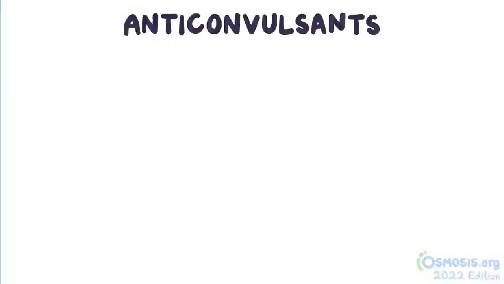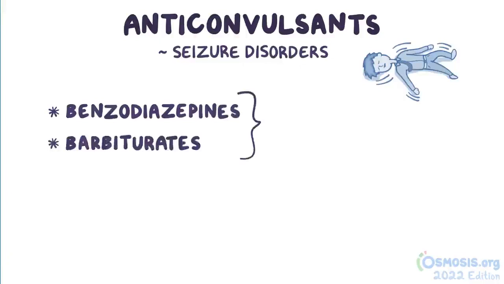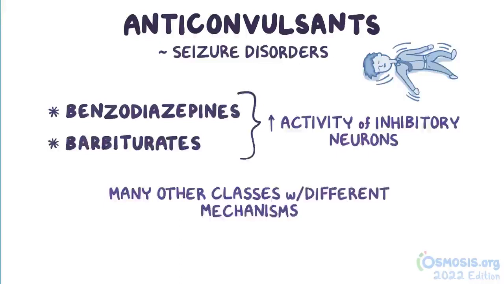Anticonvulsants are a type of medication used to treat the various types of seizure disorders. These include benzodiazepines and barbiturates, which increase the activity of inhibitory neurons. But there are also many other classes of anticonvulsants with different mechanisms that we'll talk about in this video.